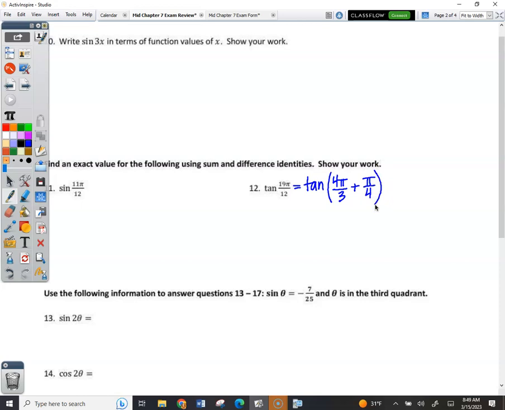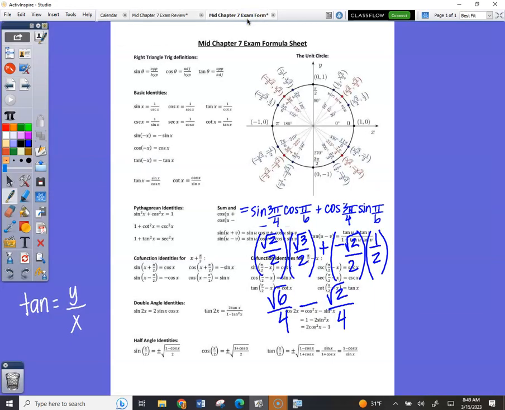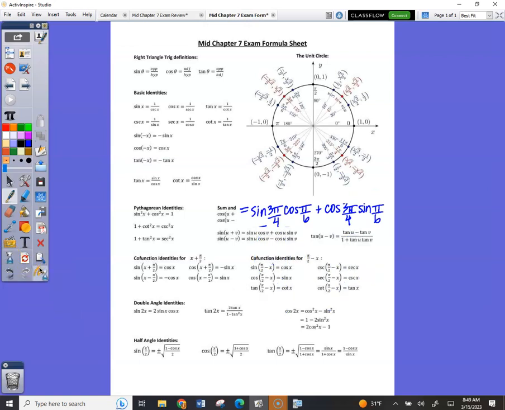plus pi over 4. Which means if you go to the tangent formula on your paper, you have this ugly fraction where it's tan of something plus or minus tan of something all over 1 plus or minus tan of each of them multiplied together.